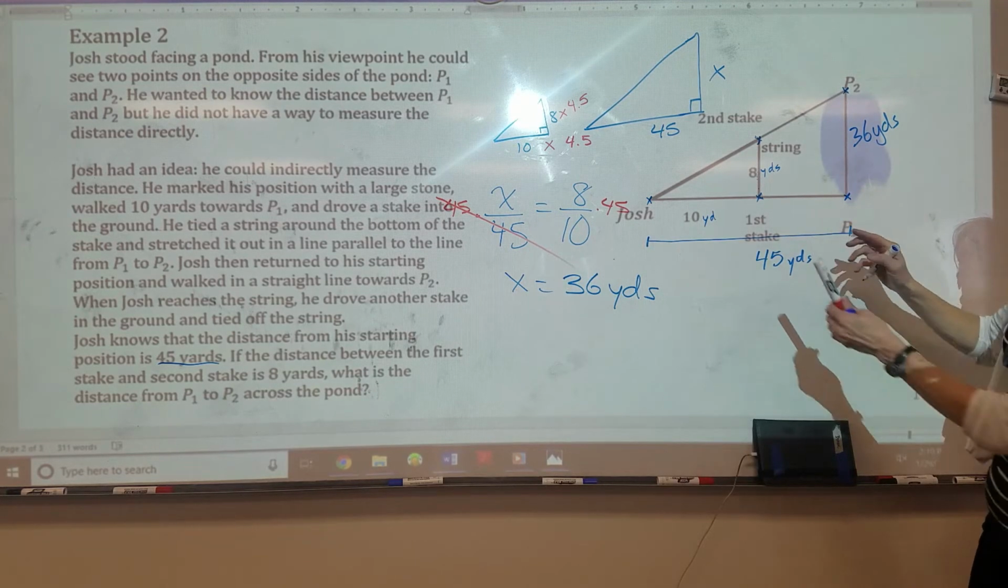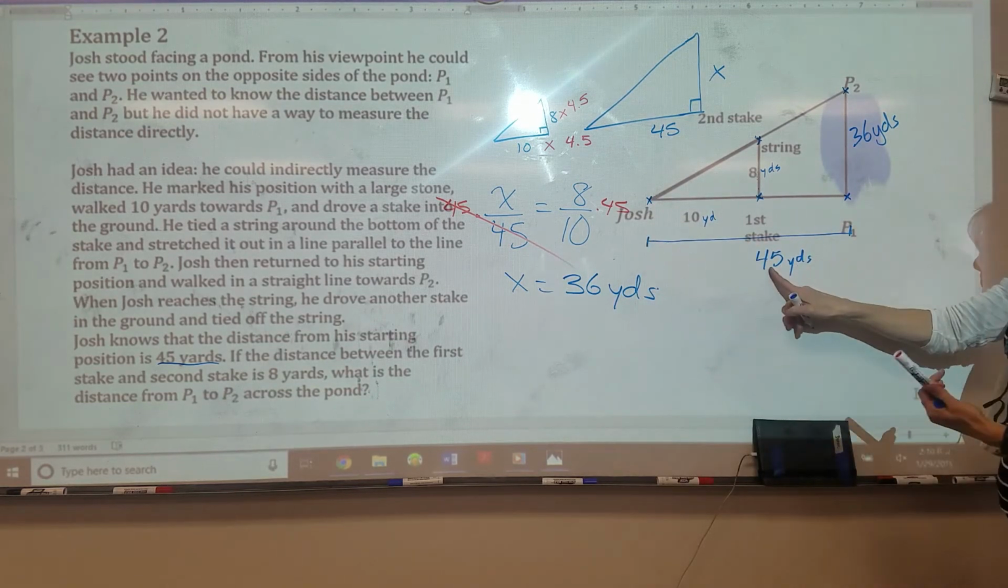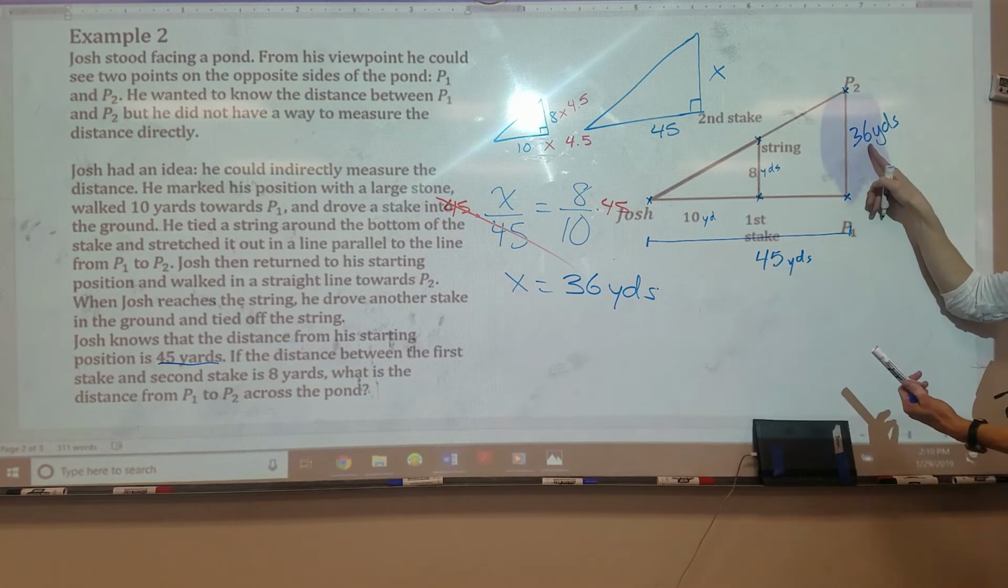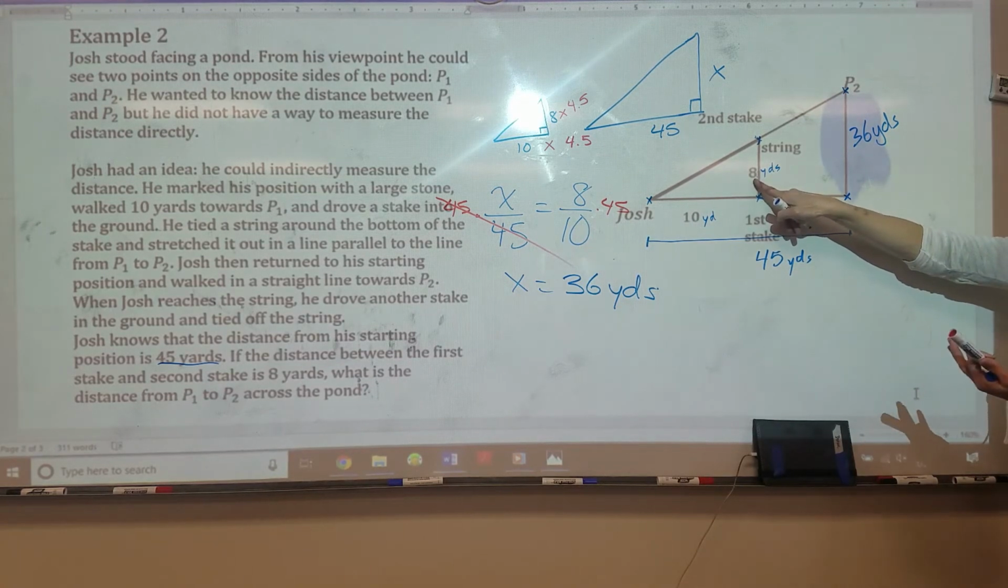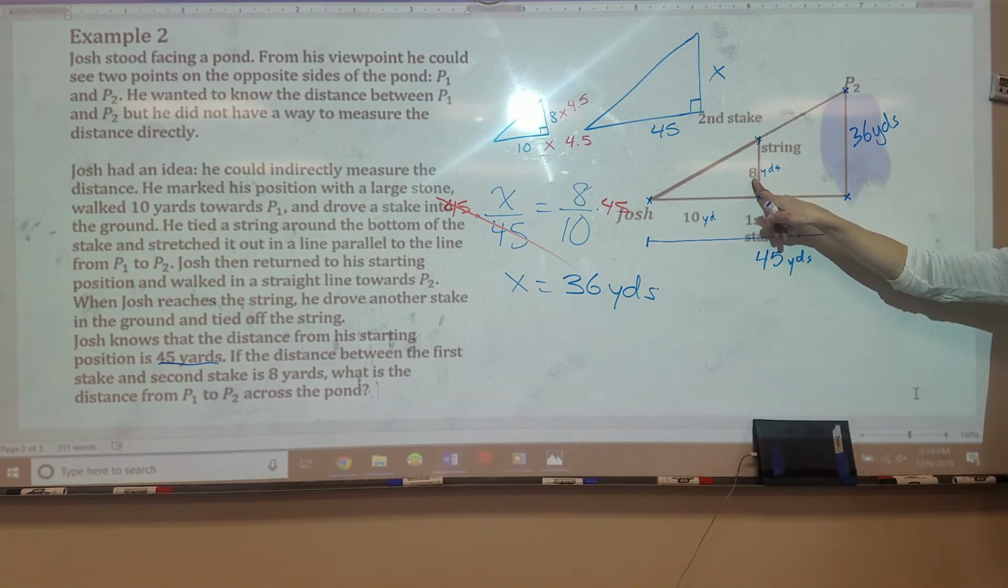And then does it make sense? So let's see, 10 and 45. This is like 4.5 times longer. Is 36 4.5 times longer than the 8? Yes, it's proportionate. It makes sense.